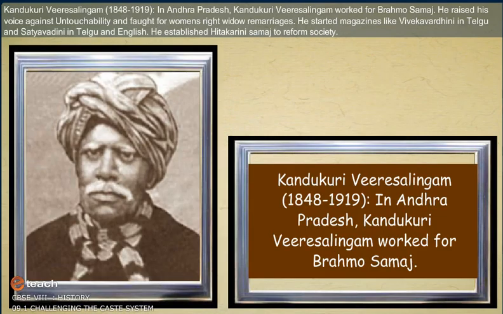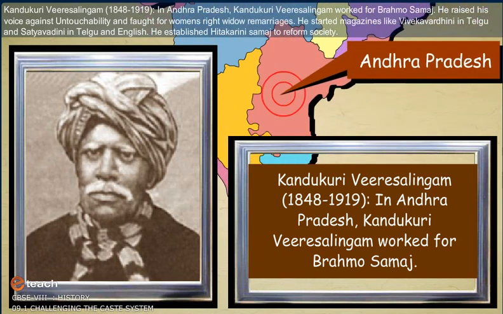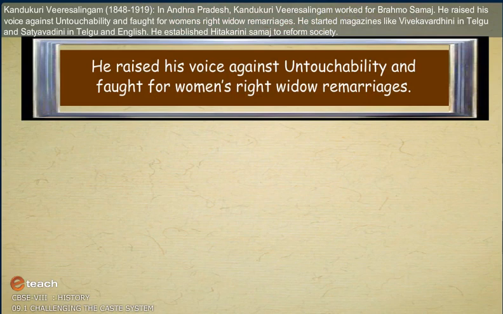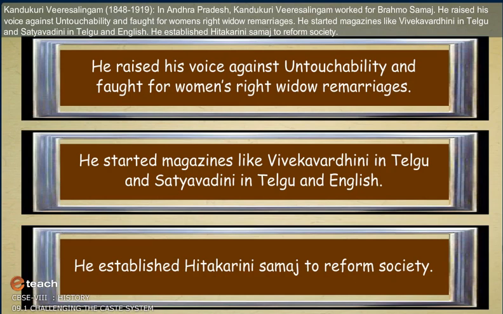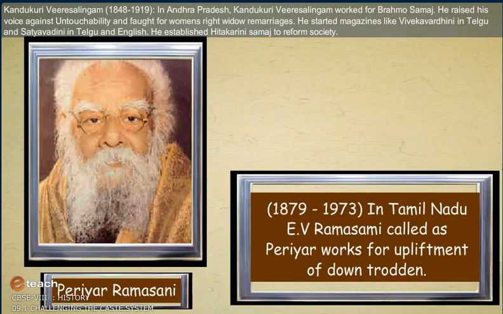Kandukuri Veeresalingam, 1848 to 1919. In Andhra Pradesh, Kandukuri Veeresalingam worked for Brahmo Samaj. He raised his voice against untouchability and fought for women's rights and widow remarriages. He started magazines like Vivekavardhini in Telugu and Satyavadini in Telugu and English. He established Hitkarini Samaj to reform society.